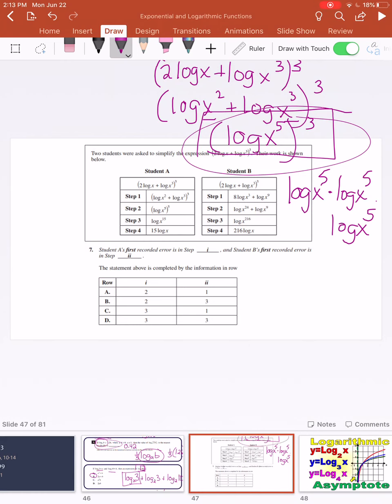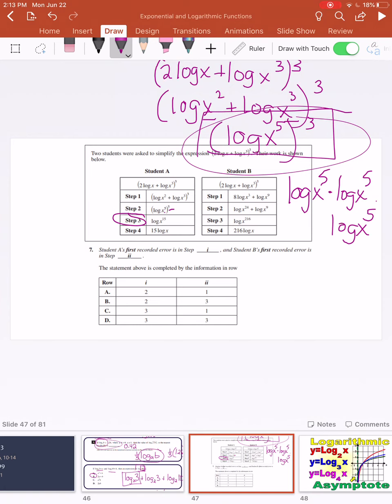So from here, though, it's really easy to find where the students made a mistake. Student A made a mistake in step 3, right? Because they multiplied that 5 and 3 together, which again, we can't do because the 3 applies to the entire expression, not just the argument.